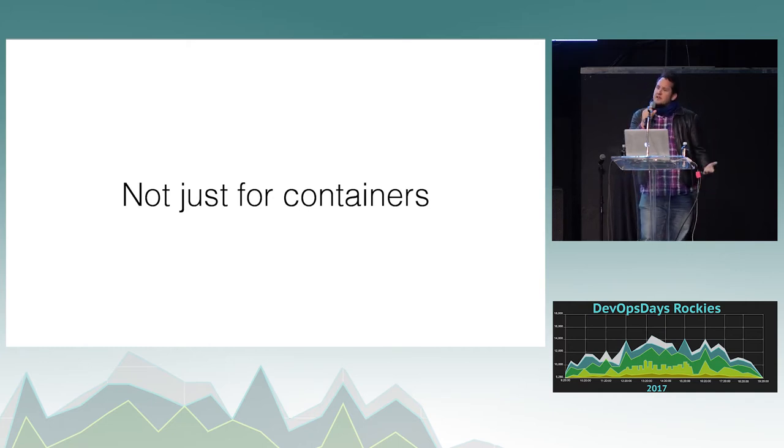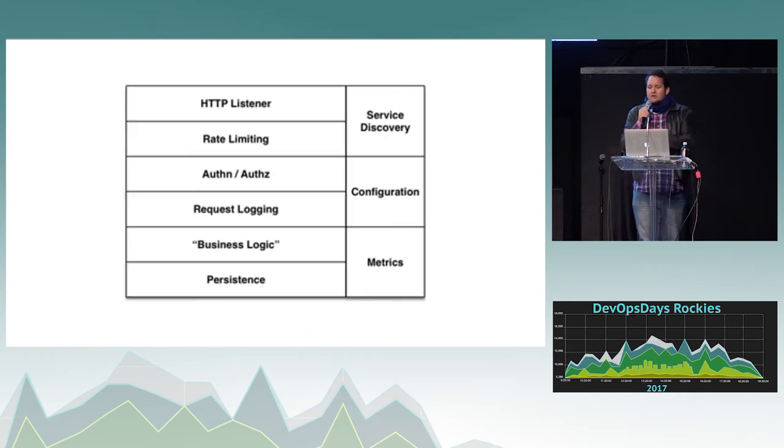And at this point, I want to say that notice I have not yet said, oh, and also we're using containers, because that doesn't actually have to be the case, right? We've actually been deploying sidecars to VMs since the dawn of computers. So recall in our architecture diagram the HTTP listener and rate limiting, right? Possibly even authentication and authorization and request logging.